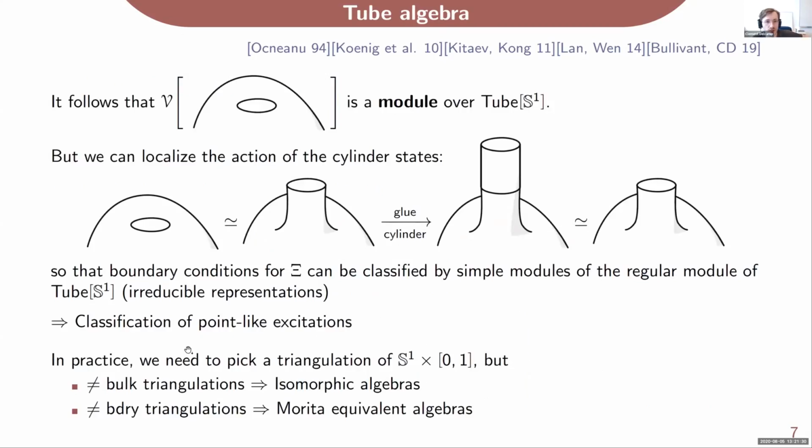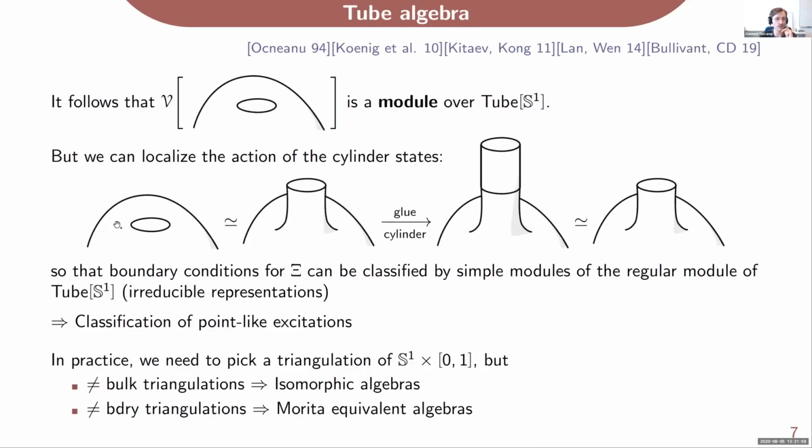Okay, so putting everything together, this induces that the ground state subspace on the open manifold has a module structure over the tube algebra. What we need is essentially to find the simple modules, and this will classify the boundary conditions on my circle boundary. Now, to do this in practice, this is not exactly what we do.